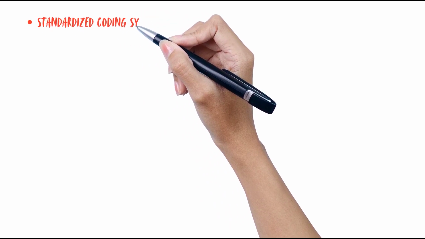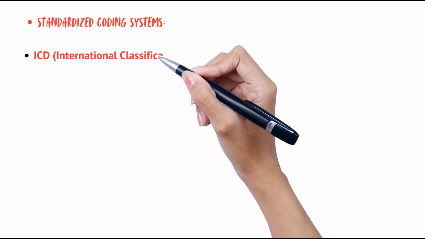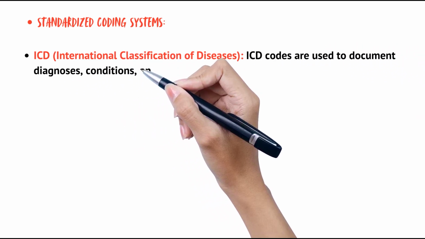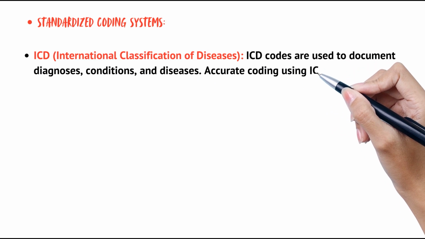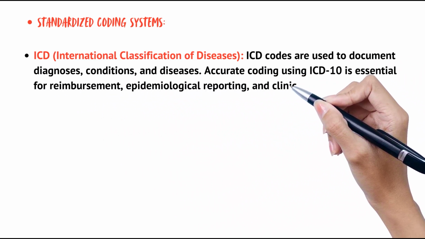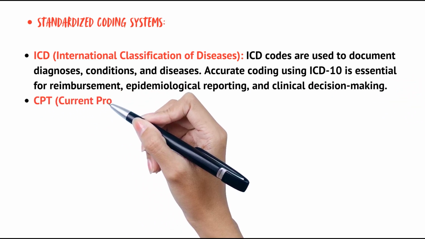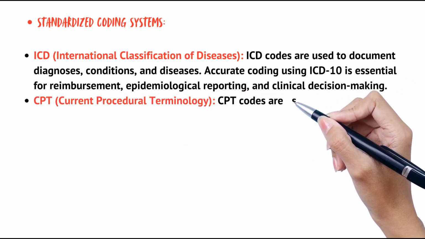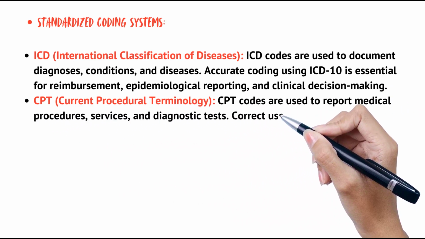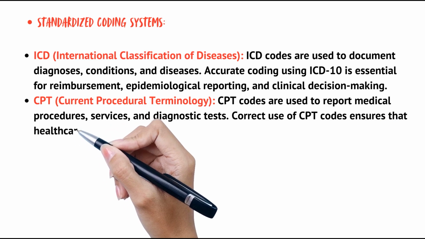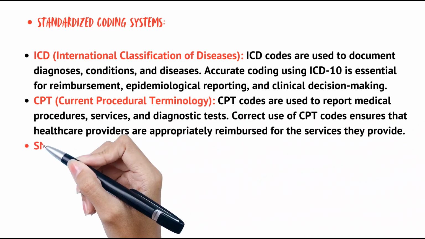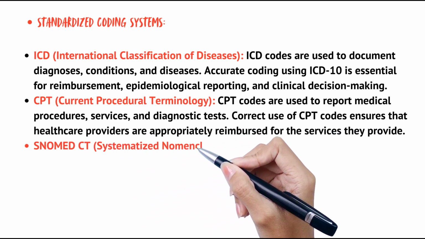Standardized coding systems. ICD, International Classification of Diseases. ICD codes are used to document diagnoses, conditions, and diseases. Accurate coding using ICD-10 is essential for reimbursement, epidemiological reporting, and clinical decision-making. CPT, Current Procedural Terminology. CPT codes are used to report medical procedures, services, and diagnostic tests. Correct use of CPT codes ensures that healthcare providers are appropriately reimbursed for the services they provide.